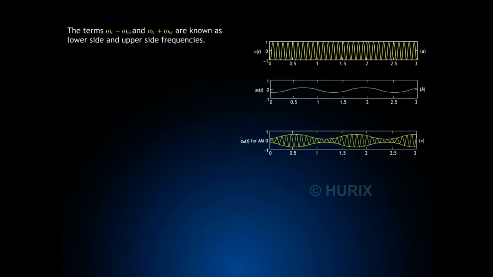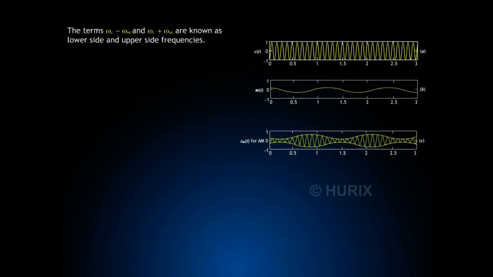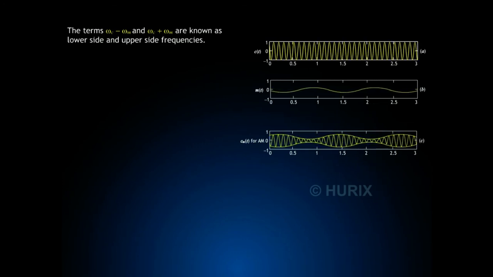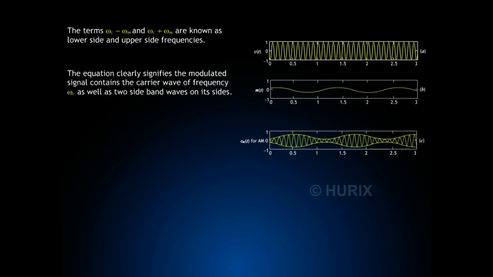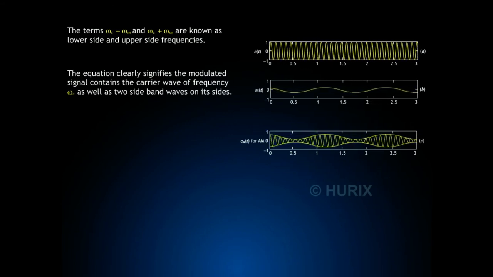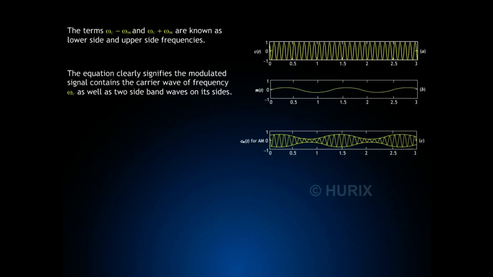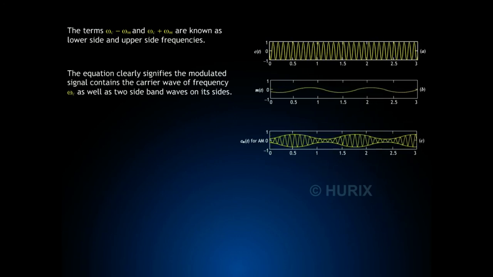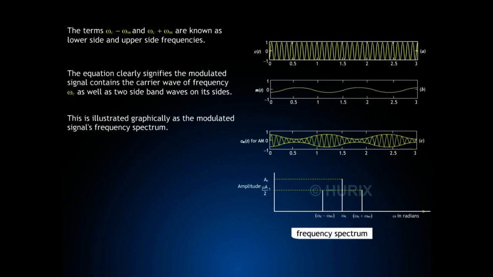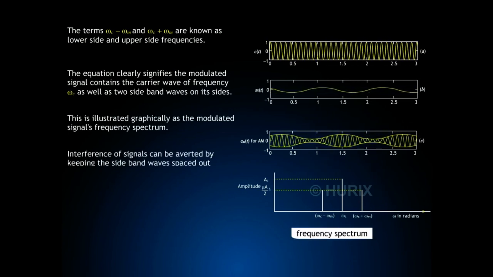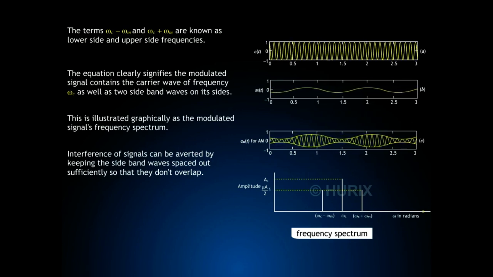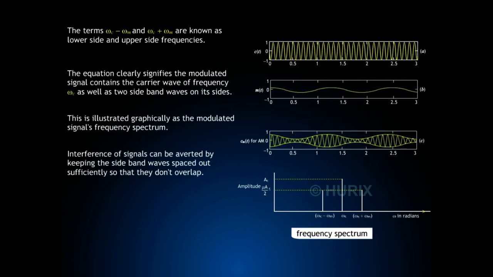The terms ωc minus ωm and ωc plus ωm are known as lower side and upper side frequencies. The equation clearly signifies that the modulated signal contains the carrier wave of frequency ωc as well as two sideband waves on its sides. This is illustrated graphically as the modulated signal's frequency spectrum. Interference of signals can be averted by keeping the sideband waves spaced out sufficiently so that they don't overlap.